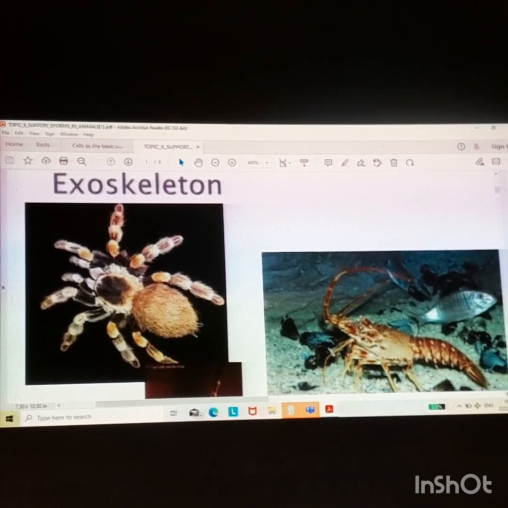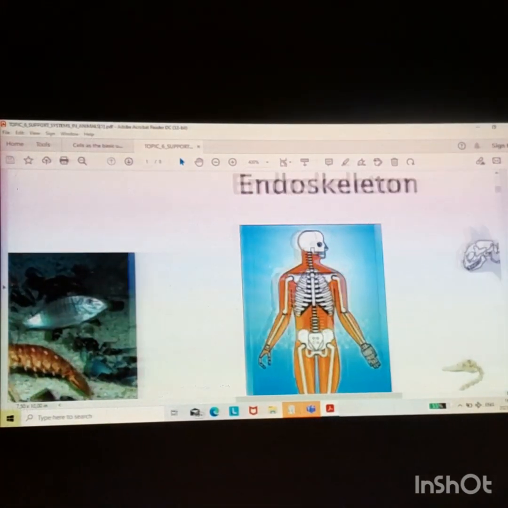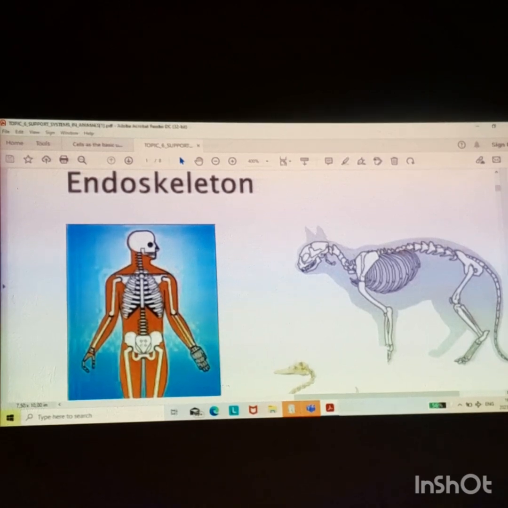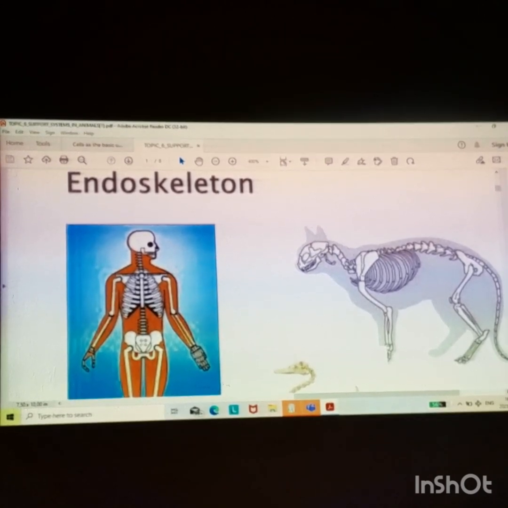I hope we're clear. Let's move to the third skeleton, which is an endoskeleton. Which is a what? Which is an endoskeleton. I know when I talk about an endoskeleton, everyone becomes very happy, because now we are talking about a skeleton which we all know about, but most of us have not seen this skeleton.